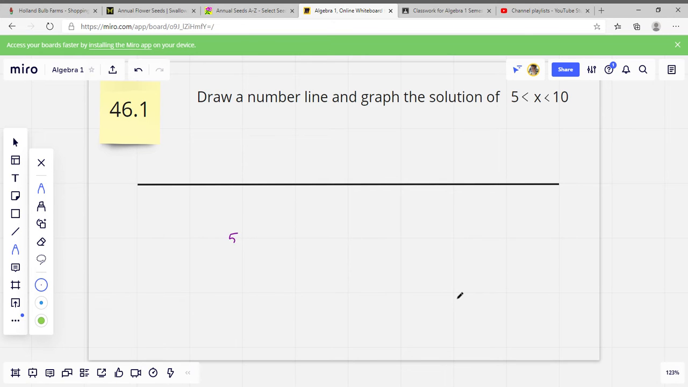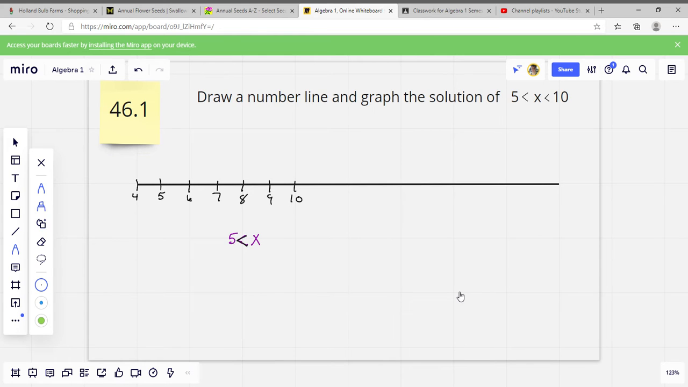So that means if 5 is less than x, that means it has to be, let's say we've got 3. Actually, we got to go all the way up to 10. I think I'm going to mark this as 4, 5, 6, 7, 8, 9, and 10. That'll work.